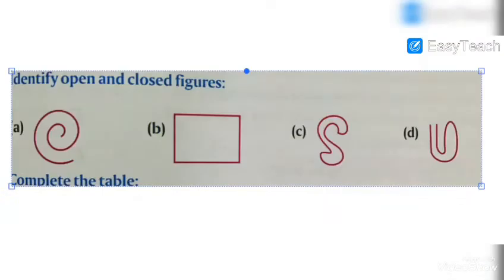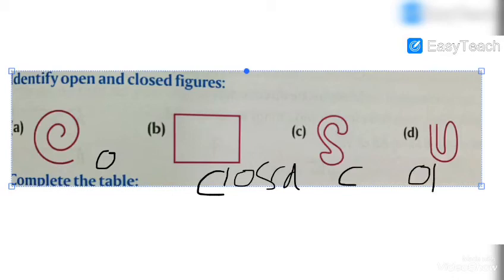Now in this you have to tell which one is an open figure and which one is a closed figure. So the first one is open, second one is a closed figure. So C part is also a closed figure and the D is also an open figure.